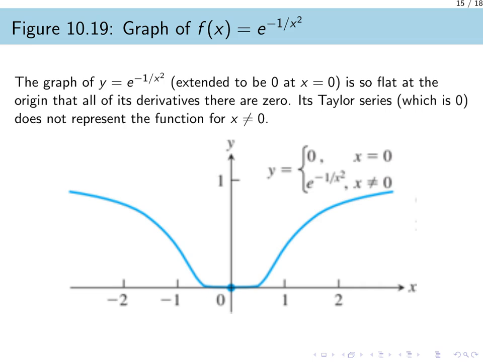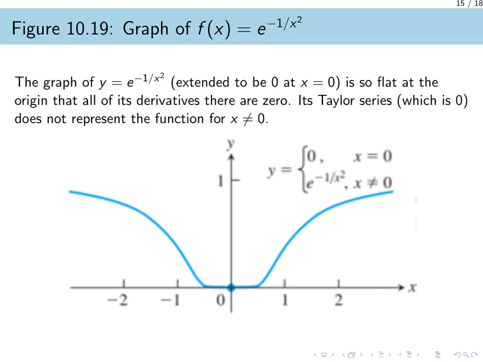Now recall that the coefficients of a Taylor series are built from these derivatives. Since all derivatives are 0 at x equals 0, every term in this function's Maclaurin series is 0. This means the Taylor series is just the constant function 0.